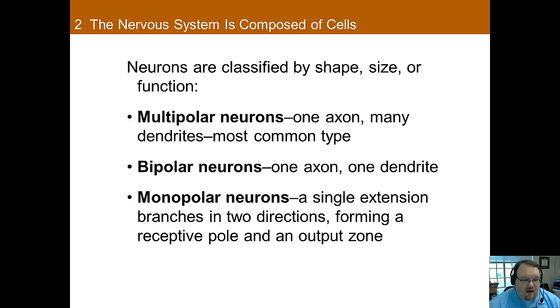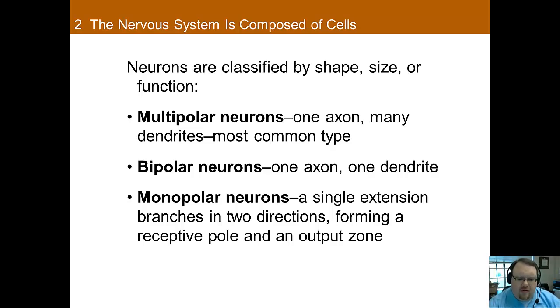So neurons are classified in many different ways, but primarily by their shape, their size, and their function. Multipolar neurons are the standard neuron that you see drawn. This is one axon, many dendrites, and this is the most prevalent type of neuron. You'll see this on the next slide, so don't worry about trying to picture these. Just feel free to write down the information. So multipolar, the most common type of neuron, one axon, many dendrites.